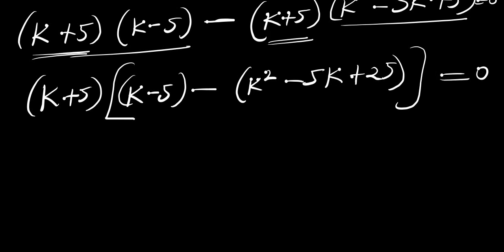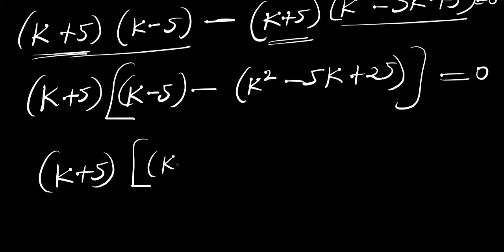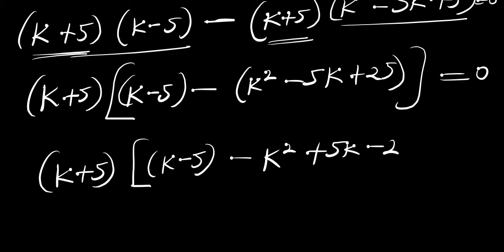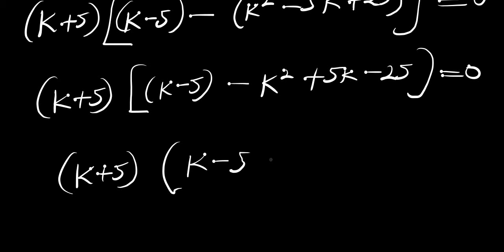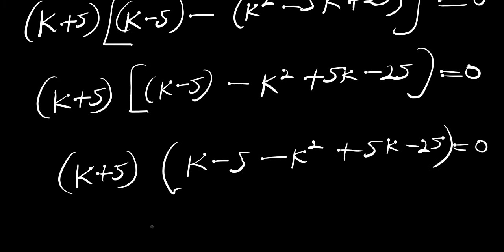Now, the next thing we are going to do is we are going to have (k + 5) times (k − 5). Let me just multiply everything out from the bracket, using the negative sign to multiply everything out. We are going to have −k² + 5k − 25. And this equals 0. So we are going to have (k + 5) times [k − 5 − k² + 5k − 25], and this equals 0.